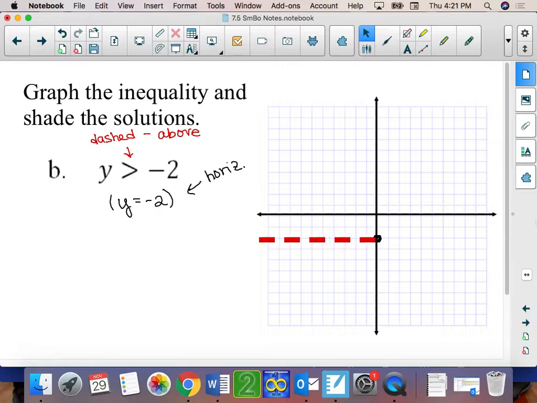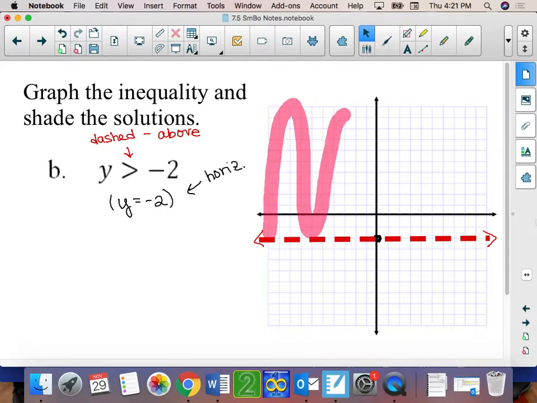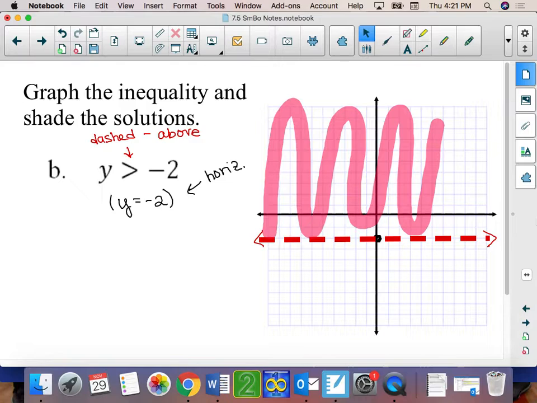And so you're going to, using your ruler, draw a dashed line. Okay, so there's my dashed line, and then I'm going to shade because I want to include above. Greater than is above. So any point in this shaded region would be a solution to this inequality, and this would be my answer.